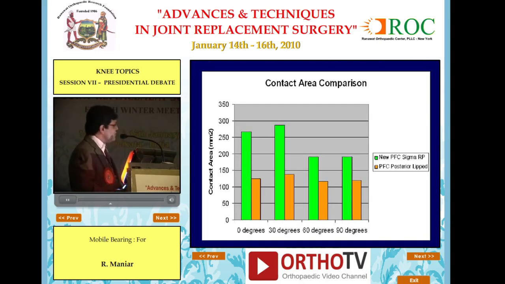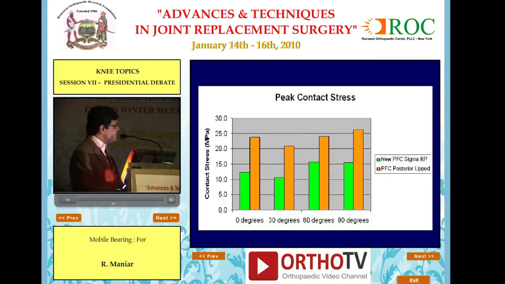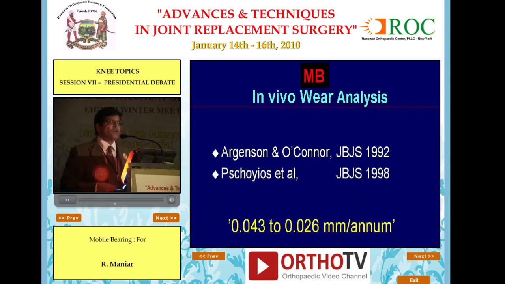And this is the same thing shown for the same design of fixed bearing, that is PFC Sigma RP and PFC Sigma posterior lipped fixed bearing knees. In different flexion movement, there is a better contact area with the mobile bearing knee, which translates into lesser stress for mobile bearing during the range of motion. And this has also been shown in vivo by these studies in the Oxford unicondylar knee, that the wear rate is extremely low, 1/10 of what we see in total hips.